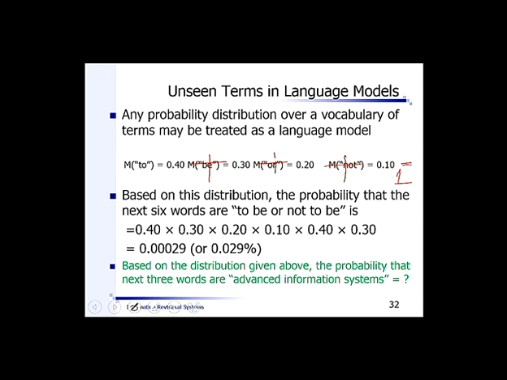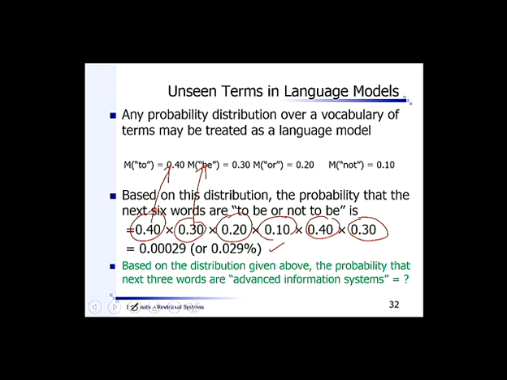"or", "not". Now based on this distribution, based on this language model, the probability that the next 6 words are "to be or not to be" is what? So first of all, probability of "to be or not to be". So this 0.4 is the probability of "to", this is "be", and so on. I just multiply all of them together and I get 0.00029 or 0.029%.